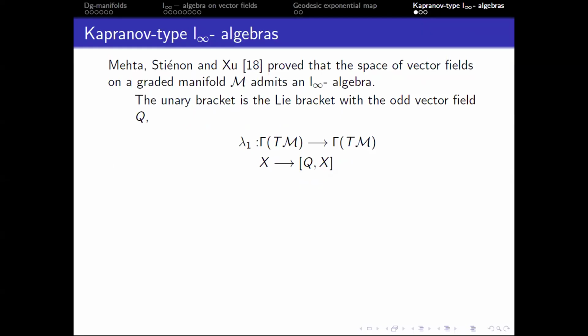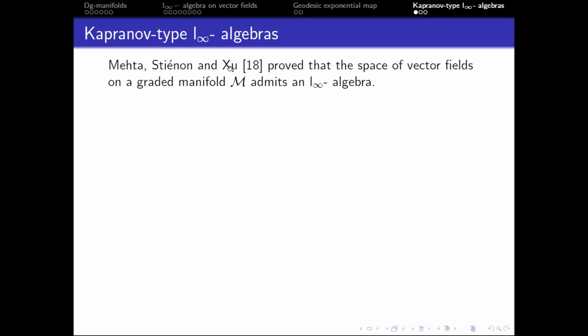Okay, I was telling you what we did before. The last thing we did is that I showed this relation between this Spencer operator and this Fedosov connection on formal functions on TM. And now, just to finish this discussion of L-infinity algebras on these vector fields, I was saying that there is another structure which is called Kapranov type L-infinity algebra. This was exposed by Mehta, Stiénon, and Xu, and they proved that the space of vector fields associated to a graded manifold admits an L-infinity algebra.